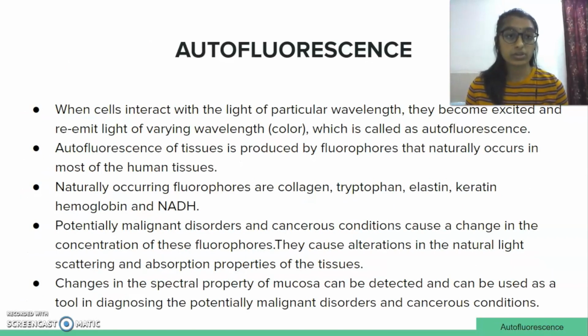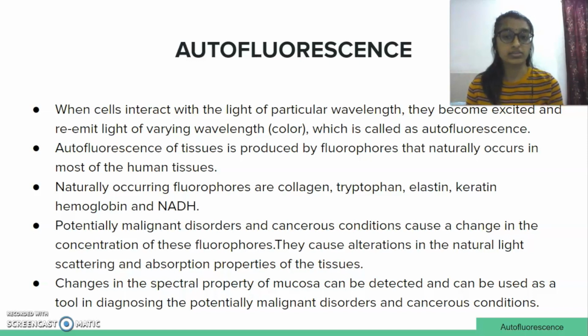Okay, next I'm going to be talking about autofluorescence. What is autofluorescence? Autofluorescence is when a cell interacts with light of a particular wavelength, they become excited and they re-emit light of a varying wavelength, which is called autofluorescence. Autofluorescence of tissue is produced by fluorophores that naturally occur in most human tissues. Naturally occurring fluorophores are collagen, tryptophan, elastin, keratin, hemoglobin, and NADH.